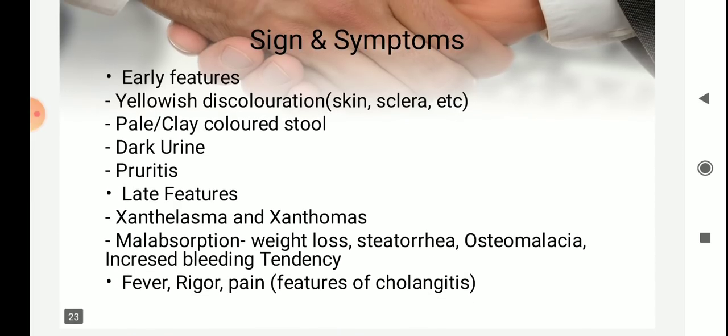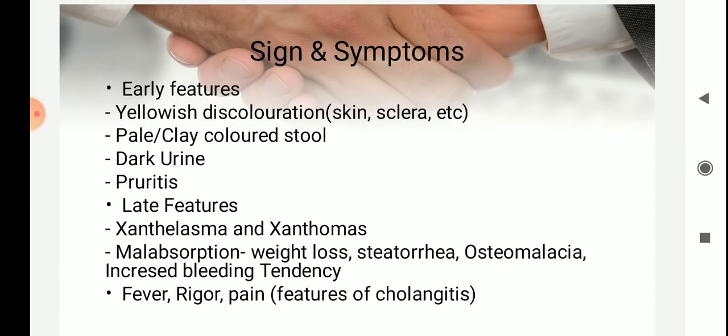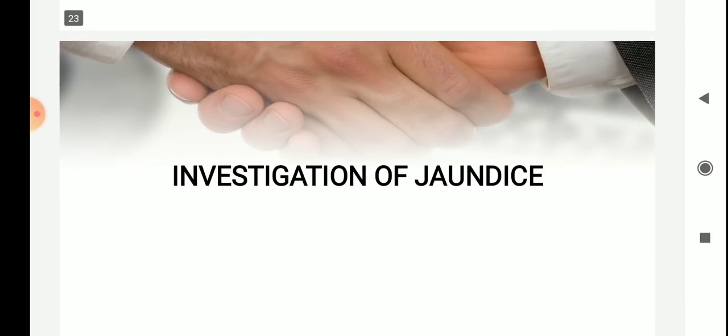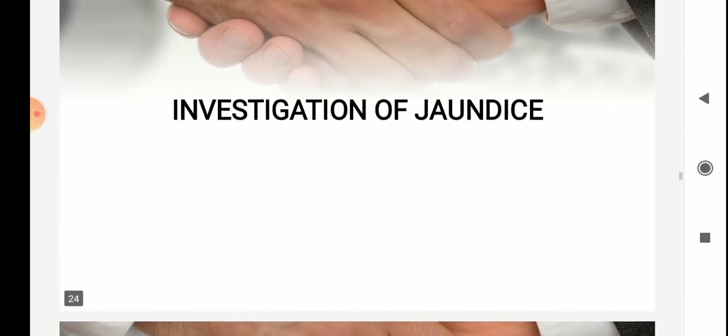So easy signs and symptoms are being exhibited, and very soon at earlier stage the patient can land up to their family doctors. Pale clay colored stools, dark urine, pruritus, remember that, pruritus. In late features it could be xanthelasma or xanthomas. Malabsorption, weight loss, steatorrhea, osteomalacia, increased bleeding tendency, fever, rigor, pain. So features of cholangitis can also be seen here. Now coming to investigations.